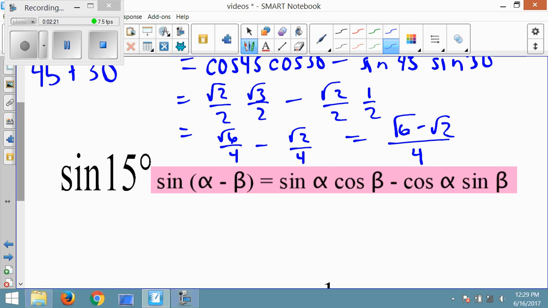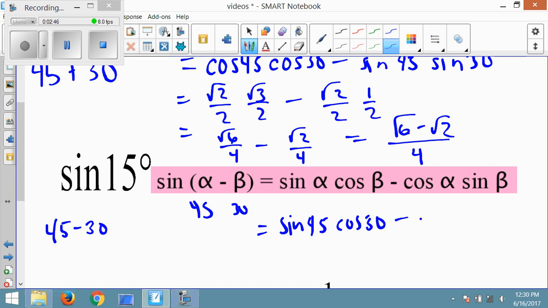So let's do another one. 15 is also not one that we know, but 15 can be found by taking 45 minus 30. So alpha would be 45 and beta would be 30. Now you've got to be careful with your identity and which angle is which. So I'm going to have the sine of 45 times the cosine of 30 minus the cosine of 45 times the sine of 30. So we can evaluate those.